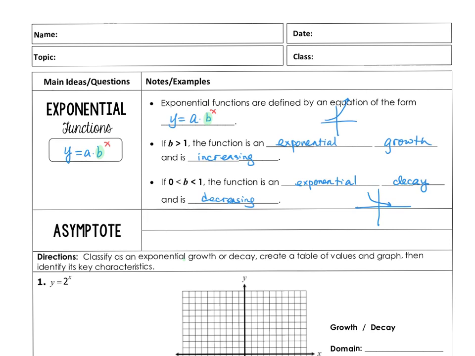An asymptote is a line which the graph gets closer and closer to, but never touches or crosses.